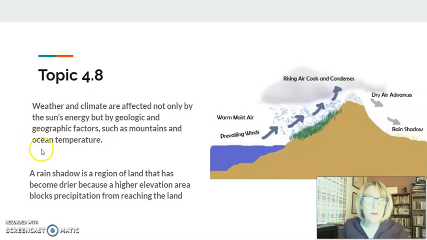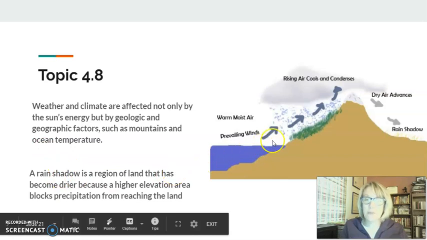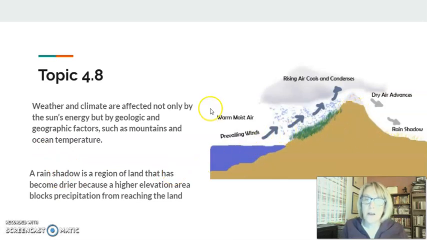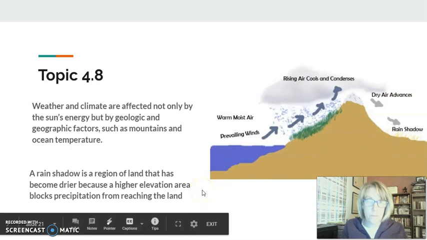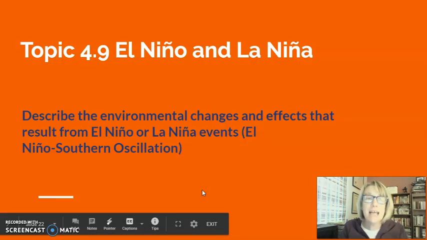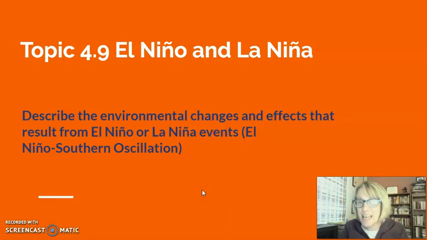Also, can you describe what a rain shadow is? We talked briefly about this, but for instance, you have coastal mountains here. If you have warm, moist air, as it rises over the mountain, rising air cools and condenses, so you have precipitation on this side, but then that dry air that advances down the other side is creating that rain shadow.